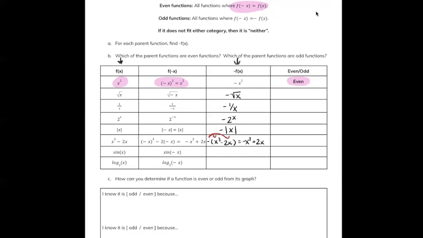And then we have our logarithmic function. And so when we look at this, we multiply it by a -1 out in front.